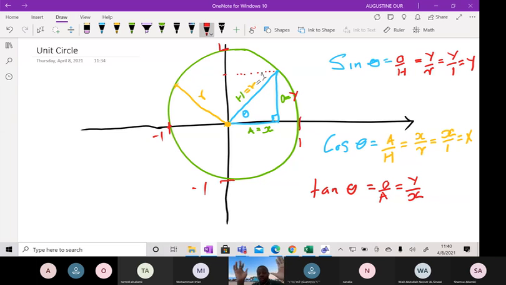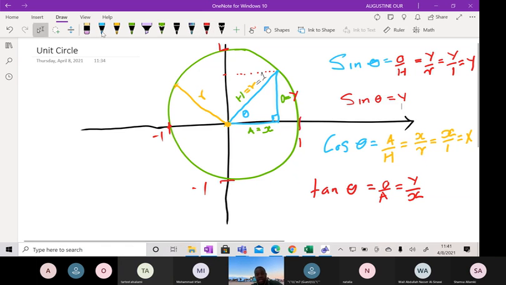So this is what we call a unit circle. And in a unit circle, we notice this property. Now you can see that sine theta is equal to y. And from this one, I have to drag this tan down again because I need a space.